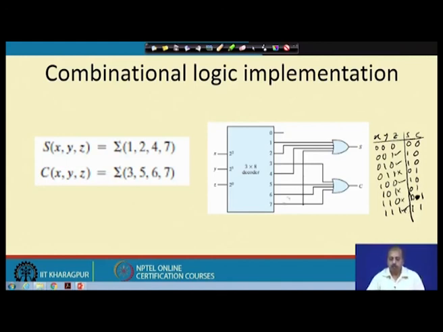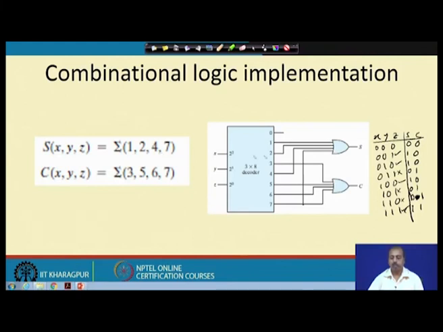Now, we use a decoder. So, this is a 3 to 8 decoder. This x, y, z are connected to the input side. Output sum will be equal to 1 if the combination 1, 2, 4 or 7 is chosen, that is, if the x, y, z value is such that output 1, 2, 4 or 7 is active. So, any of them will be equal to 1. In that case, sum output will be equal to 1, and we have this carry output. So, this will be equal to 1 if any of the outputs 3, 5, 6 and 7 is 1.